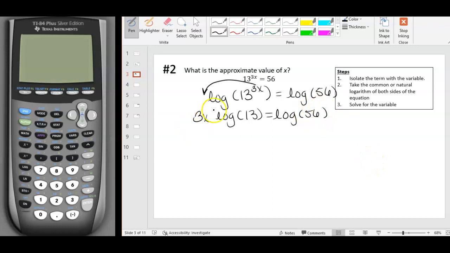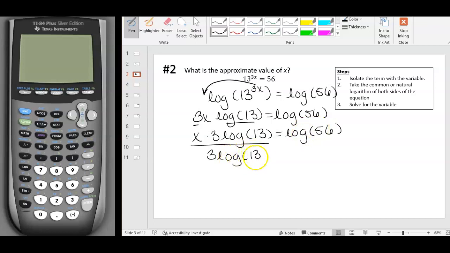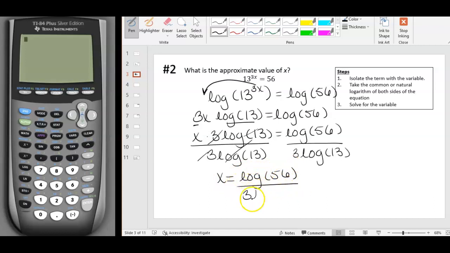Okay, so now here I have an x that's being multiplied by 3 and by log of 13, right? So this is basically the same thing as x times 3 log 13. All I did is put all those constant terms together. And so what I can do now is divide both sides by 3 log 13, and that's going to allow me to get that x by itself. So I'm going to divide both sides by 3 log 13, so this is all going to cancel. So I have x equals log of 56 divided by 3 log 13.